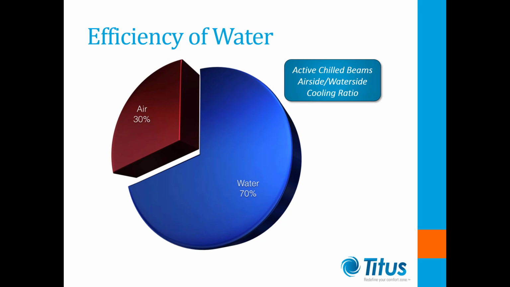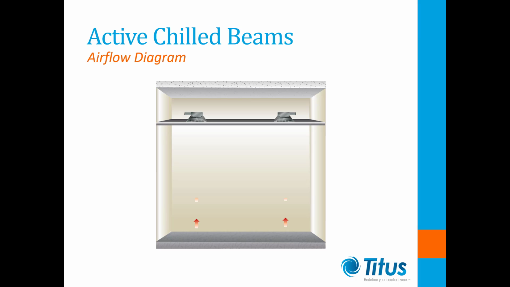In a typical active chill beam system design, the air will transport around 30% of the sensible cooling, while 70% will be transported with the water. Active beams deliver the conditioned air in a similar manner to a conventional slot diffuser. The cooled or heated air delivered through the slots of the chill beam is thrown across the ceiling where the room air is entrained and mixed.